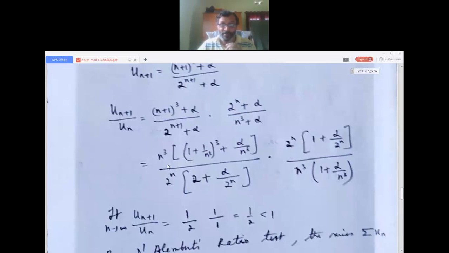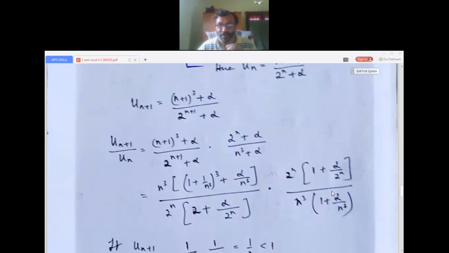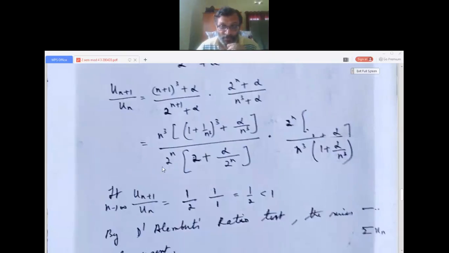Coming to this, 2 power n cancels, n cubed cancels, here 1, because alpha by 2 power n, as n tends to infinity, alpha by infinity, that is 0. Any number divided by infinity is 0, so it will be 1. Here also alpha by infinity is 0, 1. 2 power n, 2 power n, n cubed get cancelled. You should know a little bit of the basics of the concepts of limits.